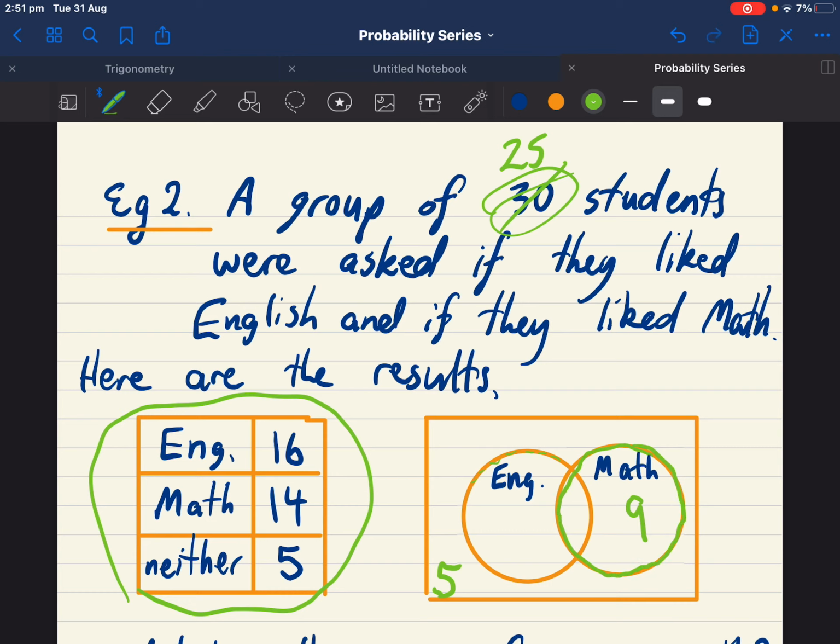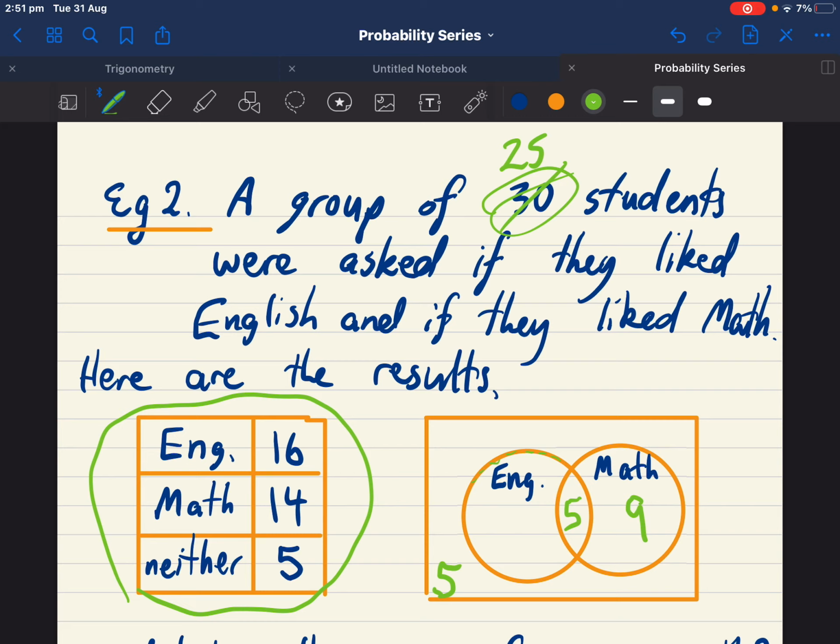Where are we going to put the remaining 5 students? They obviously need to be inside the maths circle, but they don't belong in that part. Obviously, they're going to be here. We've managed to work out, without knowing, that there's actually 5 students that liked both. And then from there, we can finish off the English circle pretty easily.